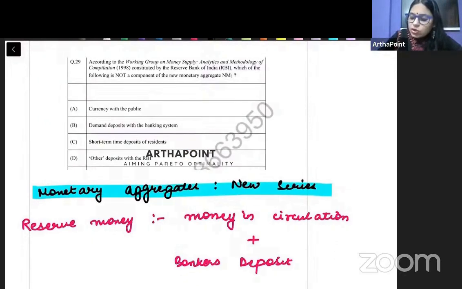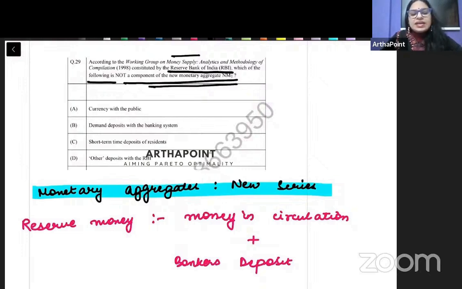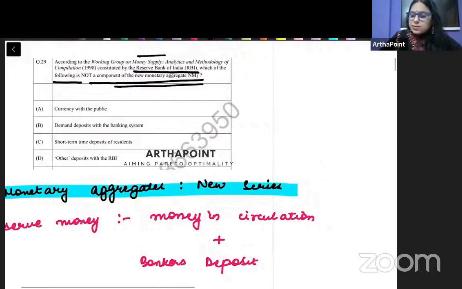According to the working group on money supply, analytics and methodology of compilation constituted by the Reserve Bank of India, which one of the following is not a component of new monetary aggregates, NM1? इसको थोड़ा सा हम समझते हैं. Try to understand this, beta.